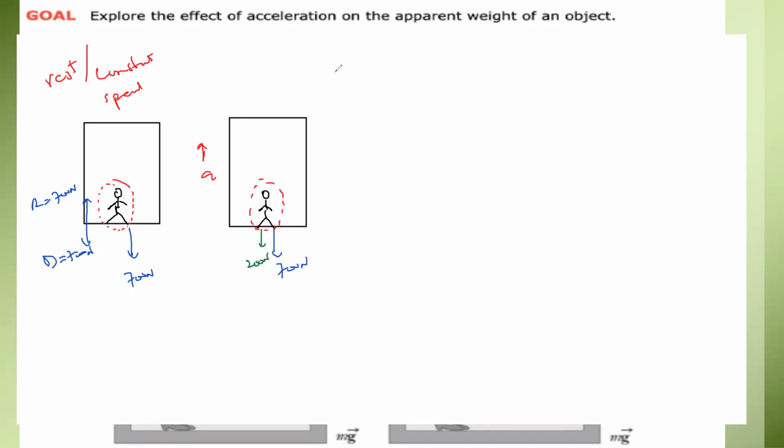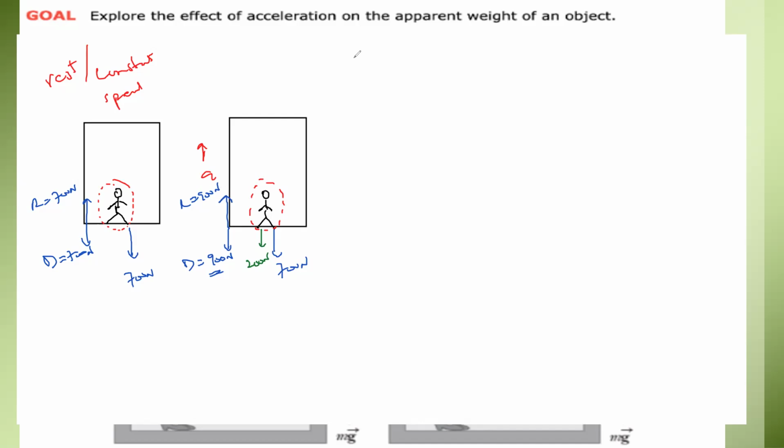Because of this additional force of 200 Newton, what is the total downward force? The total downward force will be 200 plus 700, which is 900 Newton. So what is the normal contact force in this case? The normal contact force will also be 900 Newton. So the total downward force appeared to increase. That's why the normal contact force is also increased. And if this person was standing on a balance, it will read higher than his actual weight.